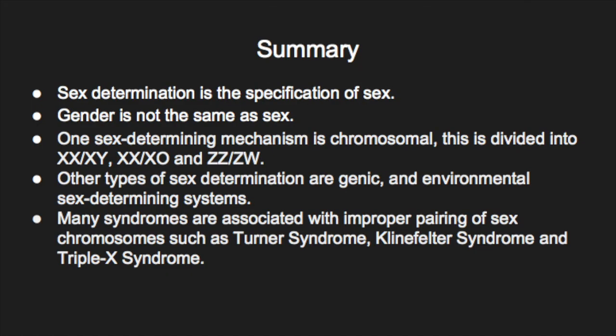In summary, sex determination is the specification of sex. Gender is not the same as sex. One sex-determining mechanism is chromosomal. This is divided into XX/XY, XX/XO, and ZZ/ZW. Other types of sex determination are genic and environmental sex determining systems. Many syndromes are associated with improper pairing of sex chromosomes, such as Turner syndrome, Klinefelter syndrome, and triple X syndrome.